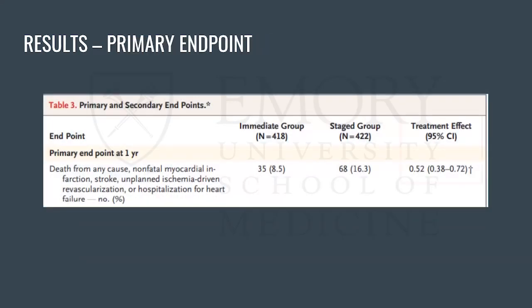With regard to the results, for the primary endpoint, which again was a composite of death from any cause, non-fatal myocardial infarction, stroke, unplanned ischemia-driven revascularization, or hospitalization for heart failure, 35 patients in the immediate group had an event that fell into this bucket at the end of 1 year, while 68 patients had that in the staged group. So the treatment effect for this was 0.52, and this was statistically significant.